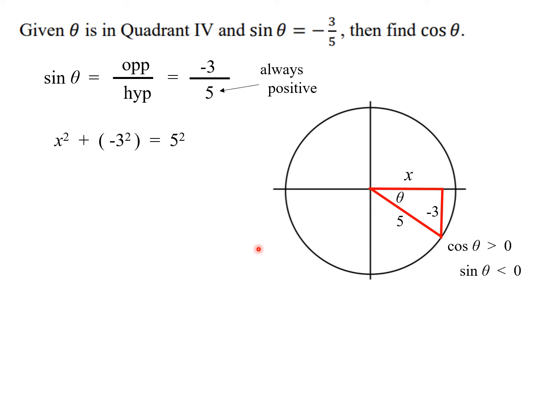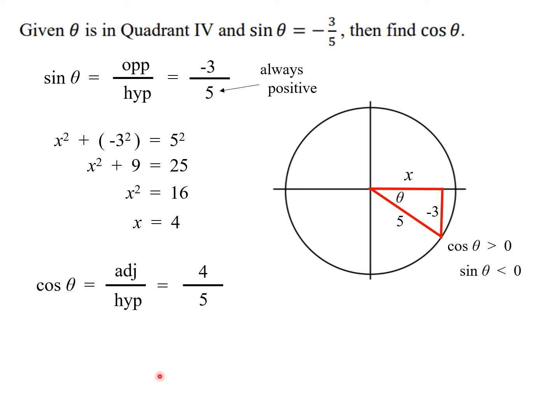So, I'm going to operate Pythagoras on this thing. And doing a little math, we find that x is equal to 4. And I know it's positive 4 because the cosine is positive in the fourth quadrant. All right, so this is positive 4. So now when I write the cosine being adjacent over hypotenuse, we know it's 4 over 5, and that's our answer.